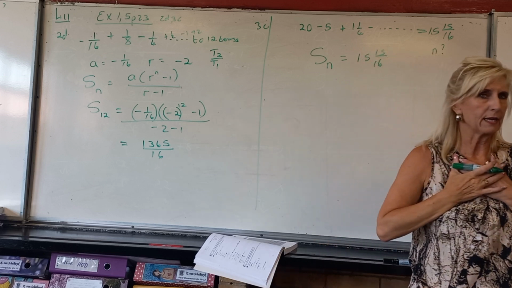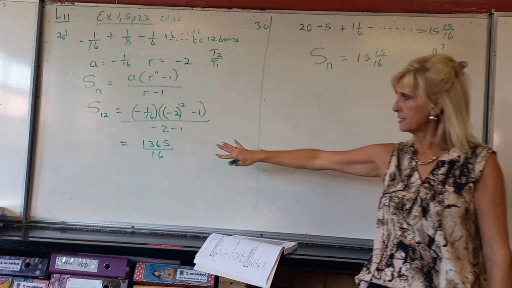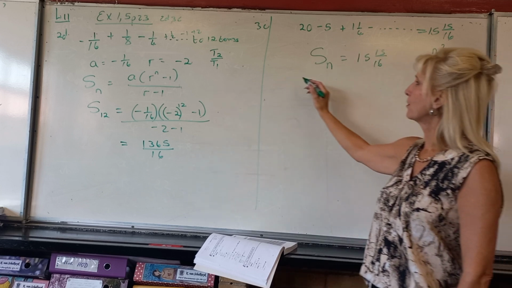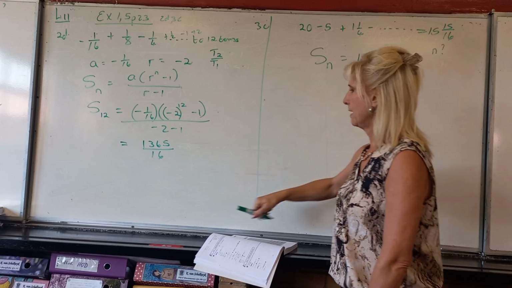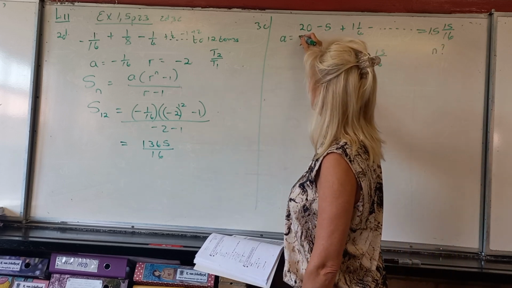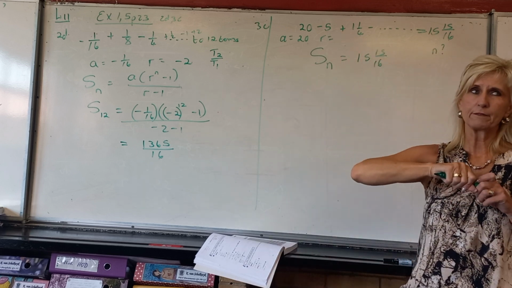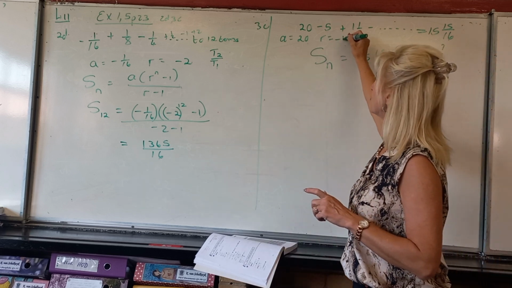You know that I like, and everybody should like, writing it as an improper fraction, but it's fine if you leave it as a mixed number. Then we've got our formula. First again, decide. A is 20 and R is negative a quarter. Double, triple check.